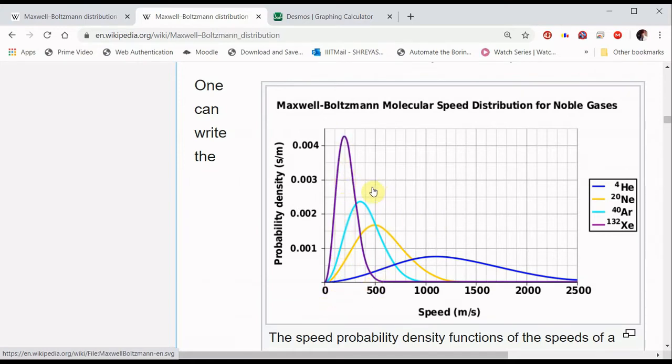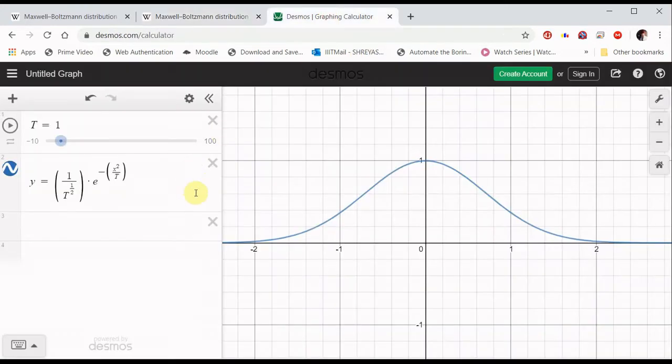And as I said before, this graph takes care of the fact that we have maintained some particular temperature, or rather the gas is at some particular temperature. So what would happen if I decreased or increased the temperature? Let's plot that and see.